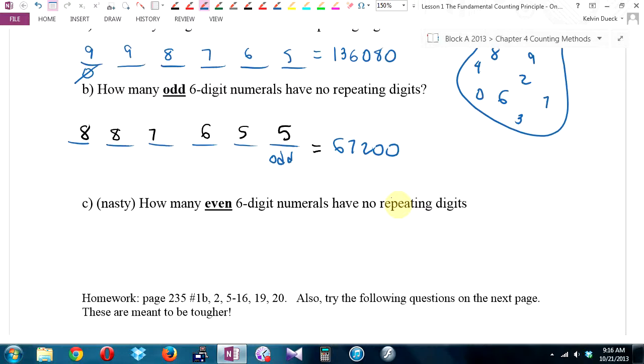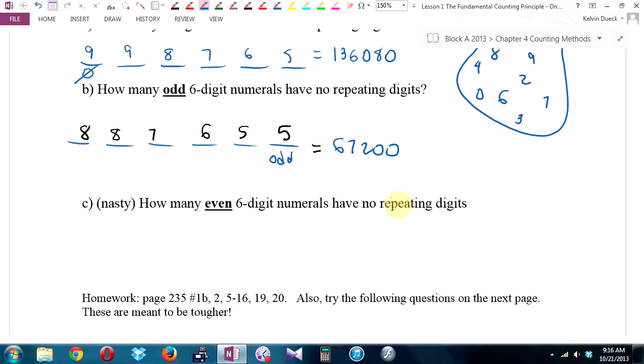What can it end in to make it an even number? 2, 4, 6, 8, or what? 4, 0. 0. What was that last one? This is important. What was that last one Rosanna said?